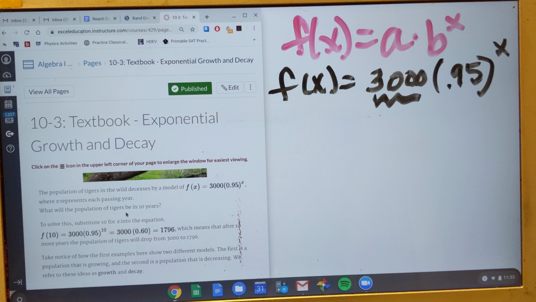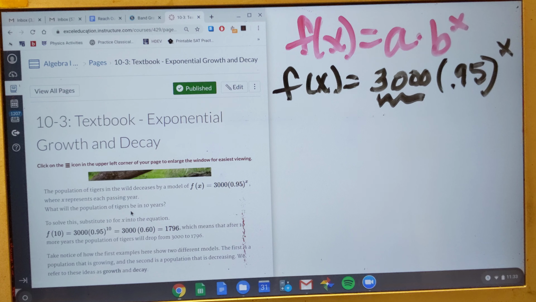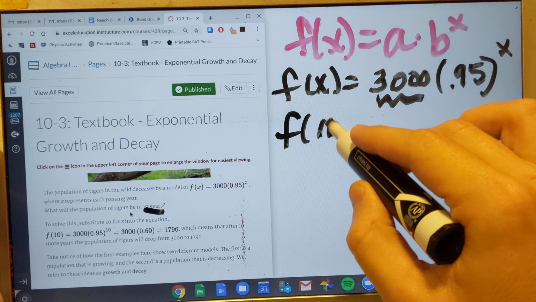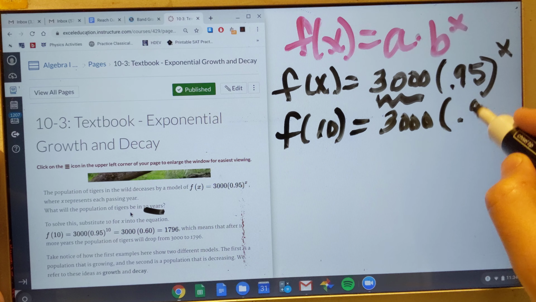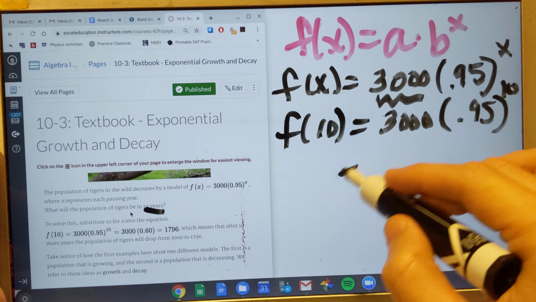To solve this, substitute x into the equation. Right, they want to know what is the population of tigers? What will it be in 10 years? So that's what that says. Good. So here's this 10 years bit of this. So what do we do? If we know that's the x value, all we do is just plug that in. F of 10 is our 3,000 tigers. After 5% of the tigers dying every year for 10 years, what will our population be?